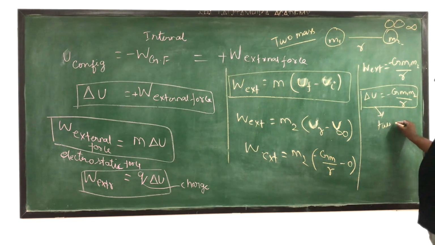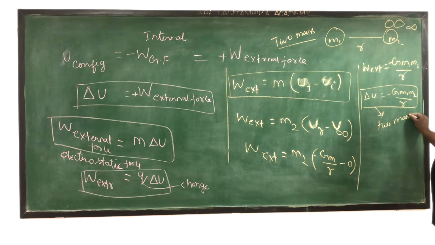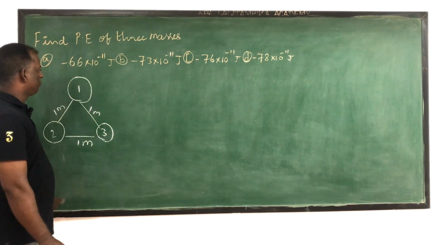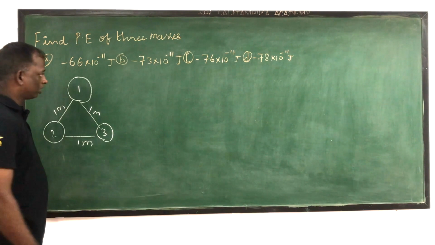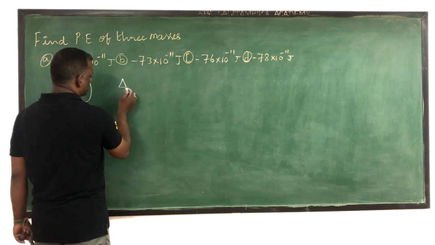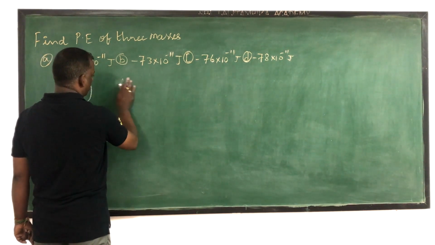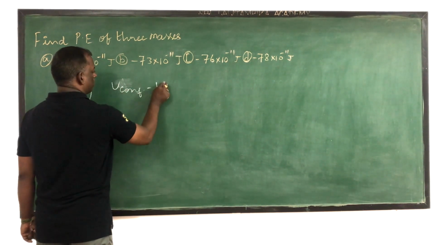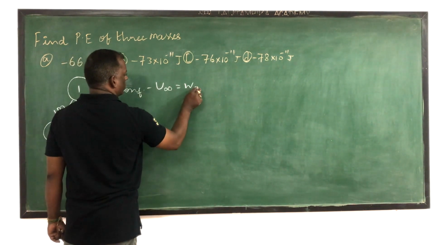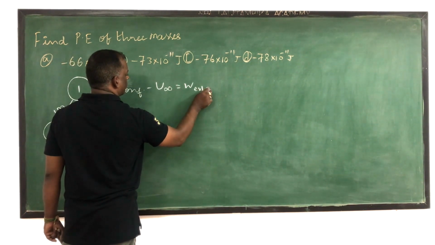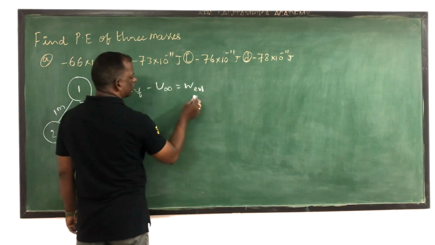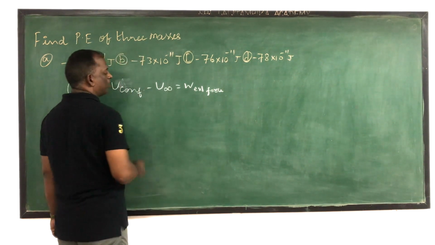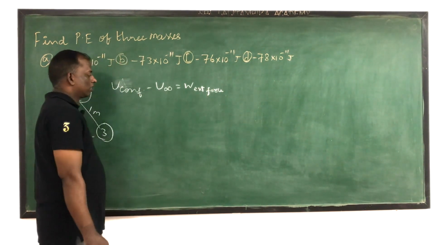The potential energy between the two masses. So in the question, find the potential energy of the three masses. So what is this? Potential energy we can write as U configuration minus U infinity, is equal to 1 by the external forces, plus 1 by the external forces.